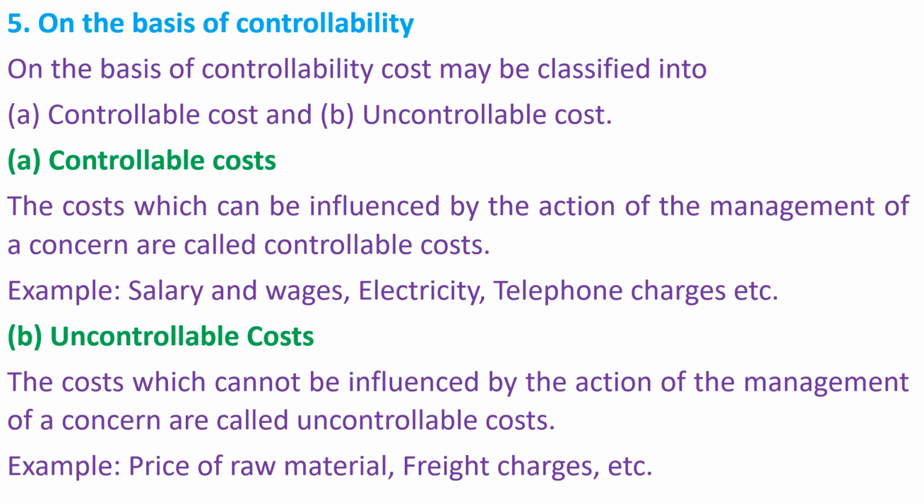5. On the basis of controllability. On the basis of controllability, cost may be classified into a. Controllable cost and b. Uncontrollable cost. A. Controllable costs. The costs which can be influenced by the action of the management of a concern are called controllable costs. Example: salary and wages, electricity, telephone charges, etc. B. Uncontrollable costs. The costs which cannot be influenced by the action of the management of a concern are called uncontrollable costs. Example: price of raw material, freight charges, etc.